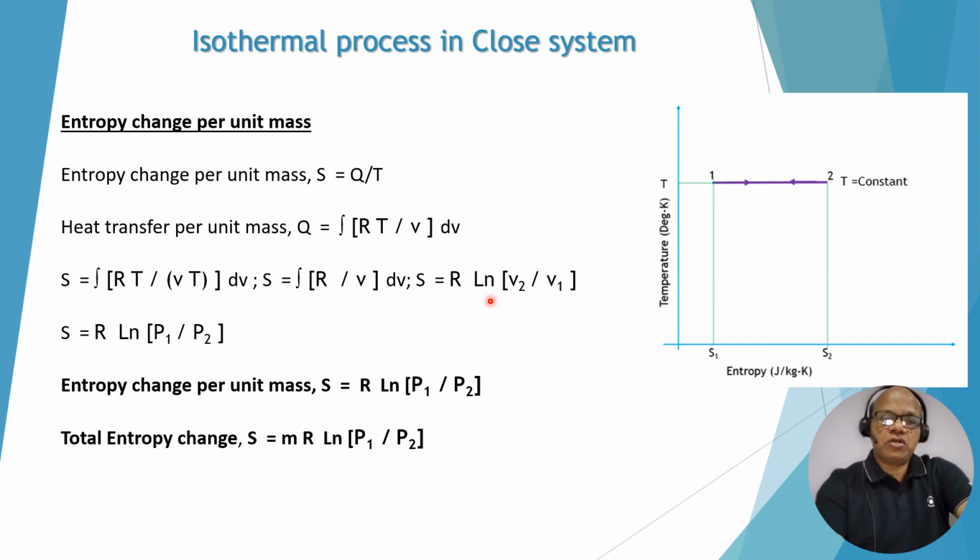ln is the natural log. So we can write S is equal to R into ln P1 by P2, because V2 by V1 is P1 by P2. So entropy change per unit mass S is equal to R ln P1 by P2. Total entropy change is mass into R ln P1 by P2. So this is the entropy change on the TS diagram.